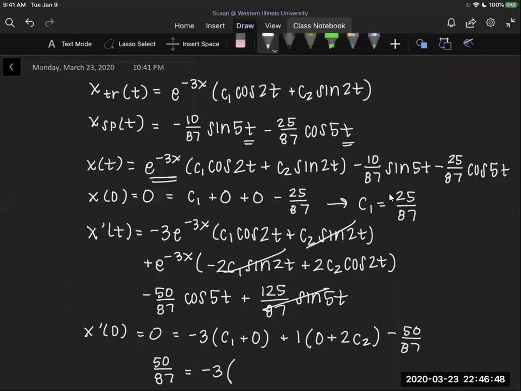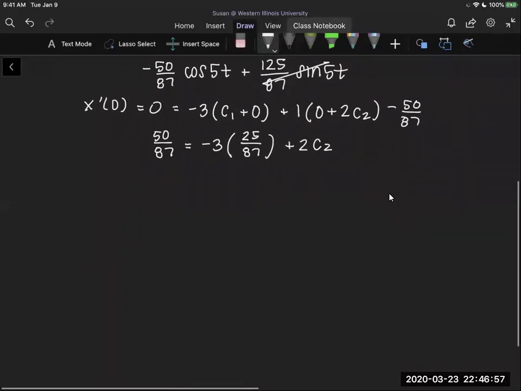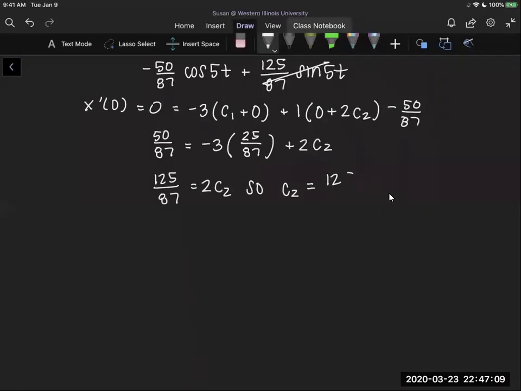All right, so what I have is 50 over 87 equals negative 3 times C1, and I know what C1 is, it's 25 over 87, plus 2C2. All right, so I have 50 plus 75. 125 over 87 is 2C2. So C2 is 125 over 174.